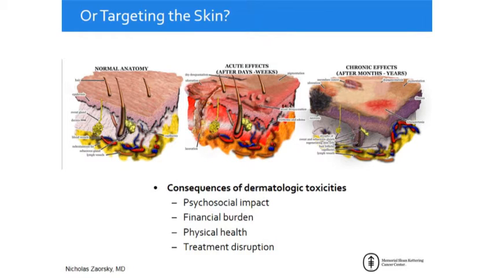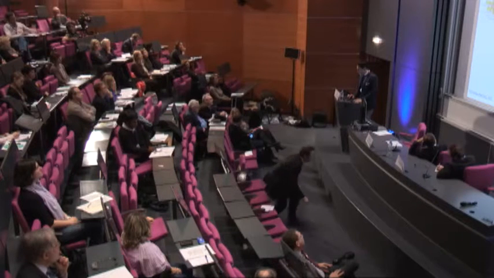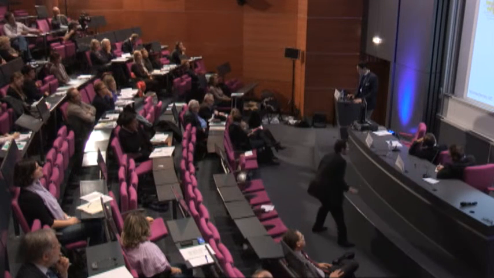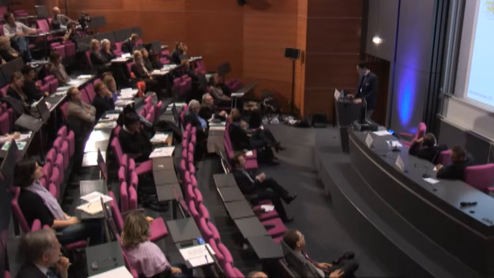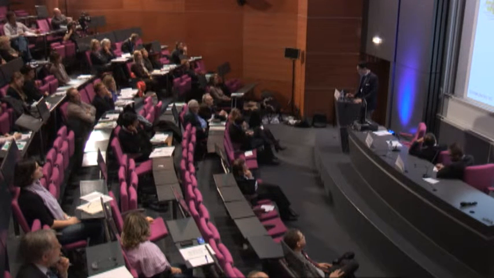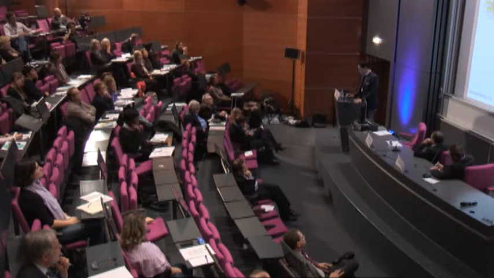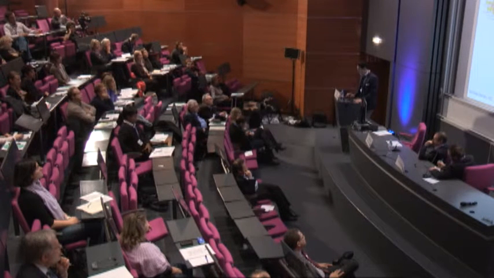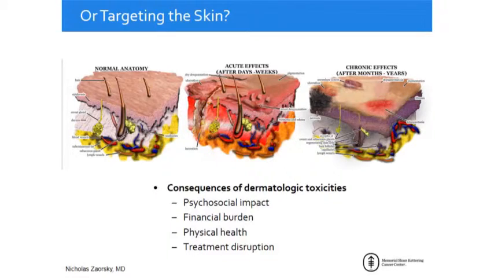Because as you can see here, once radiation is administered to patients, a sequence of events will occur, including acute effects of radiation and chronic effects that we will be going over in detail. The consequences of dermatologic toxicities to radiation are considered to be fourfold. They have a psychosocial impact because they can affect areas of the body that are exposed to other people, and also the appearance of the skin and the outward environment.